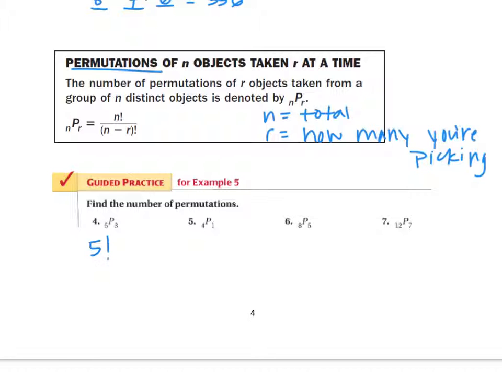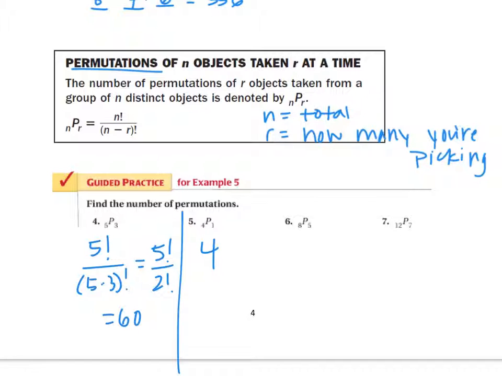So we would do 5 factorial over 5 minus 3 factorial. So 5 factorial divided by 2 factorial. So try that on your calculator. Remember the exclamation point is in the math button over to probability. And when you do that, we should get 5 factorial divided by 2 factorial is 60. The next one, total is 4, and then we're picking 1. Well, if we just have one little spot, we're going to put 4 on it. So the next one, when you're only picking 1, the answer is always going to be however many the total is.